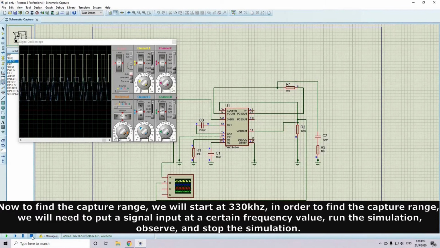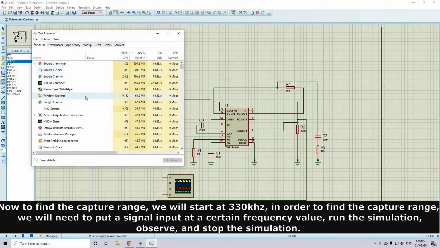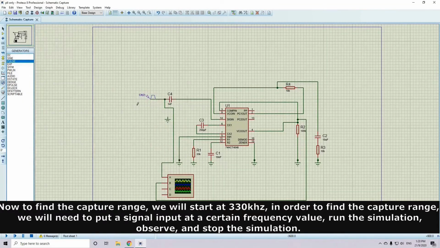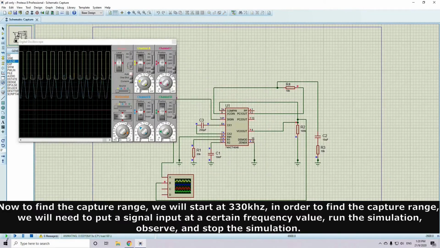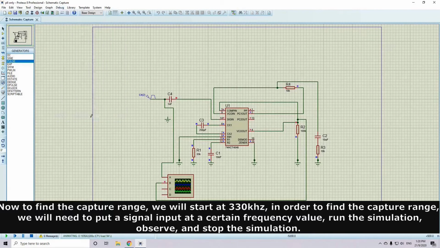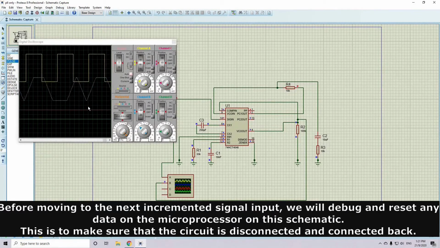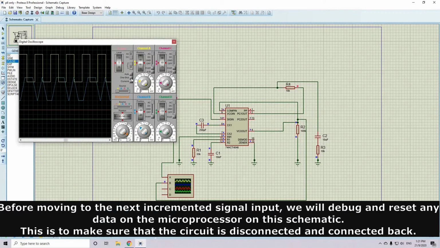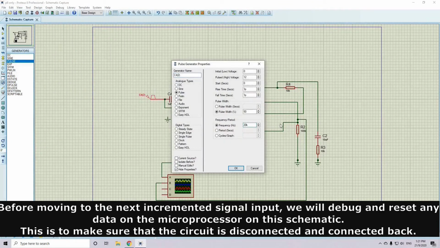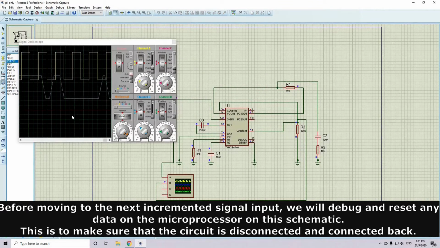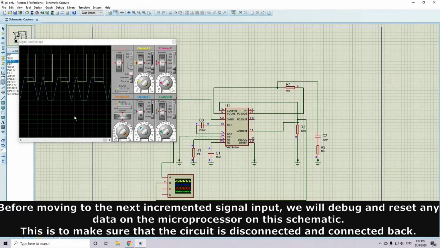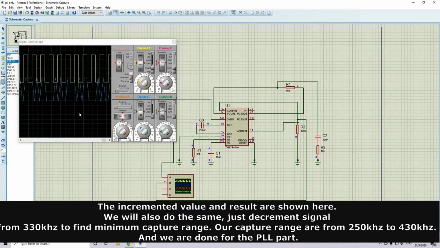In order to find the capture range, we need to put a signal input at a certain frequency value and then run the simulation, observe and stop the simulation. Before moving to the next incremented signal input, we will debug and reset any data on the microprocessor on the schematic. This is to make sure that the circuit is disconnected and connected back. The incremented value and result are shown here.